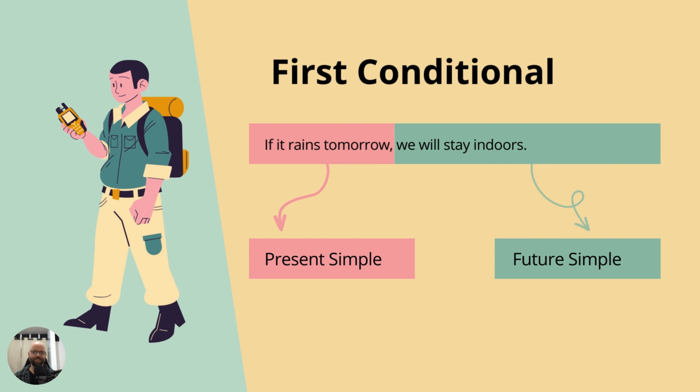First conditional. Example. If it rains tomorrow, we will stay indoors. This conditional is formed using the present simple in the first clause and the future simple in the second clause. And you can actually use will or going to. Both make up the future simple.